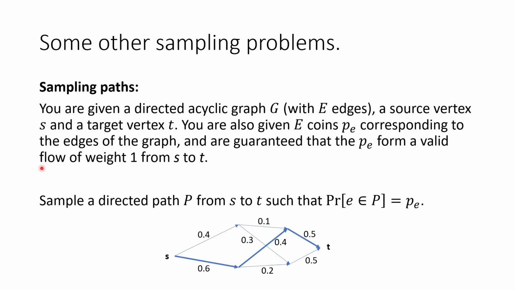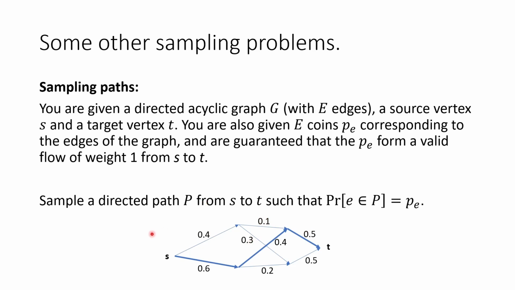And finally, let me tell you one last problem about sampling paths in a directed acyclic graph. In this case, you're given some directed acyclic graph G with E edges. And you're given a source vertex S and a target vertex T. Your coins in this case are given by one coin per directed edge in this graph. And you're guaranteed that the probabilities of these coins, if you view them as weights, form a valid flow of weight 1 from S to T. So for example, you see below, this is a valid flow of weight 1 from S to T. There's a flow of 1 leaving S, a flow of 1 entering T, and at every other vertex, the sum of the weights of the incoming edges is equal to the sum of the weights of the outgoing edges.